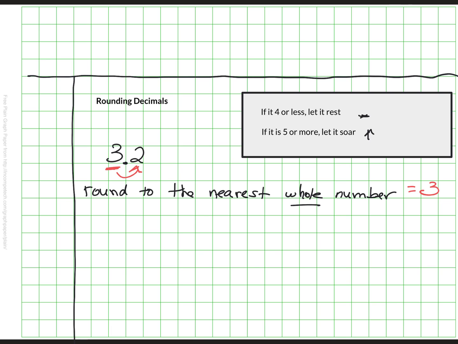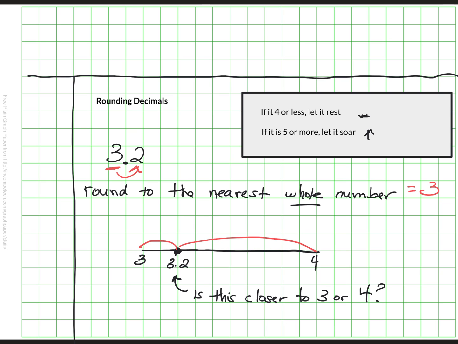So let's look at the math behind it. If I have a number line and I'm looking to put 3.2 on my number line, it would be somewhere between 3 and 4. It would actually be right here. 3 2/10 would be right here. And so when I look at the placement of my number, what I'm asking myself is, is it closer to 3 or is it closer to 4? And obviously, this is clearly much closer to 3 than it is to 4. This is much shorter here. So that's why we round it to 3.